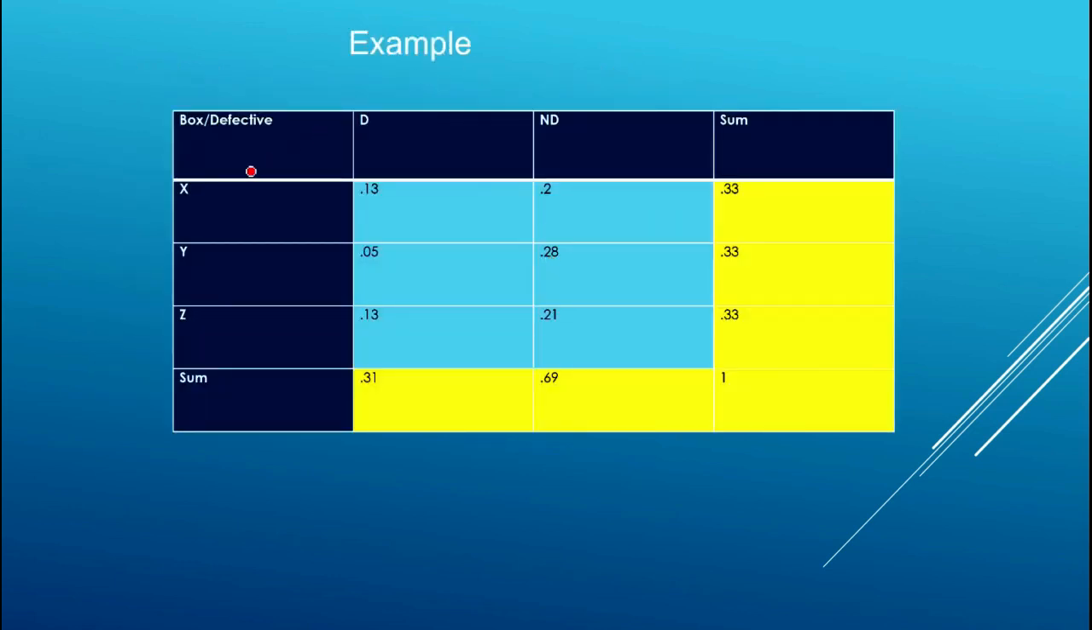Here's our contingency table for box selection and defective and non-defective light bulbs. If it's true that box selection and defective and non-defective light bulbs are independent events, then each one of the entries in the joint probability part of the table should be the simple product of the marginal probabilities that are associated with those joint probabilities. For example, if it's true that these are independent events, then 0.13 should be equal to the product of the marginal probabilities 0.31 and 0.33. That must hold for every single entry in the joint probability table. This is an easy way to check for independence.